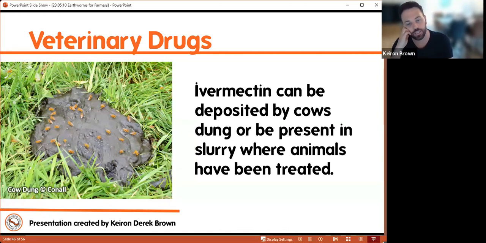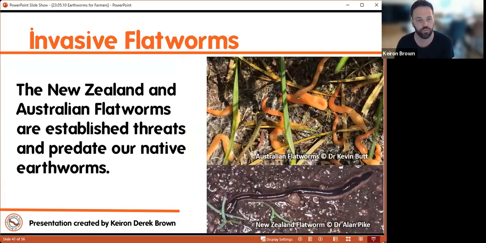And anecdotally, what I can tell you is when I go earthworm surveying, I find that cow pats are either full of life or devoid of life. And it really does seem to be one or the other. And my instinct is that is probably to do with something that the cows have been treated with. So going for more nature-friendly worming solutions is the obvious mitigation for that. Another thing that I just want to raise awareness of are invasive flatworms.